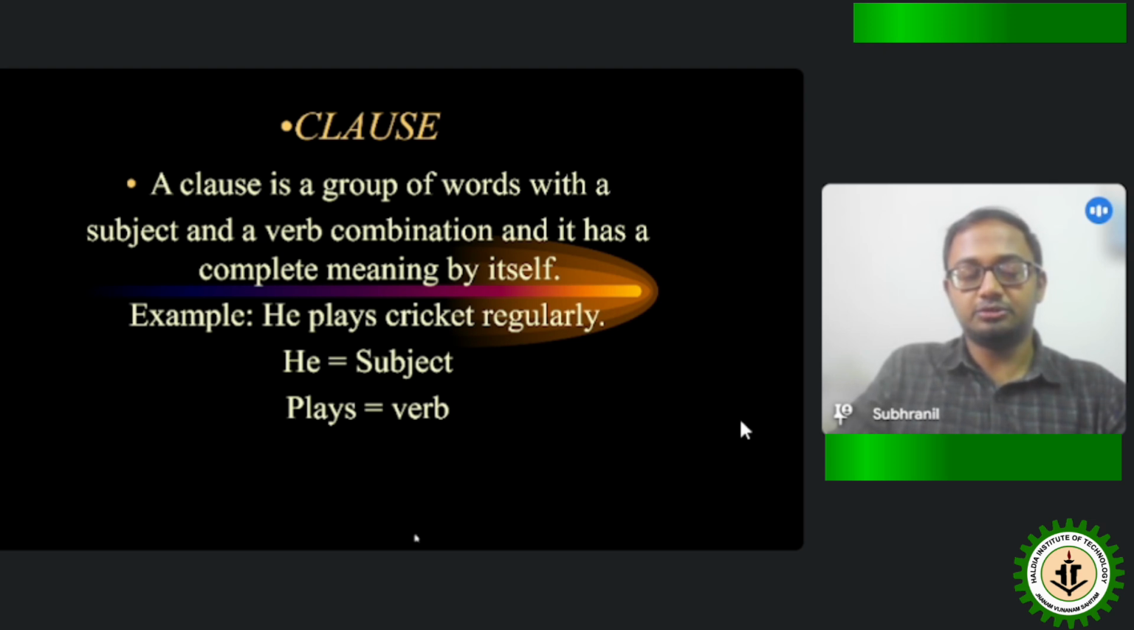Now let's come to the third condition. See, the words are placed and arranged accordingly. So it serves a complete meaning by itself. So we can say that it is a clause.